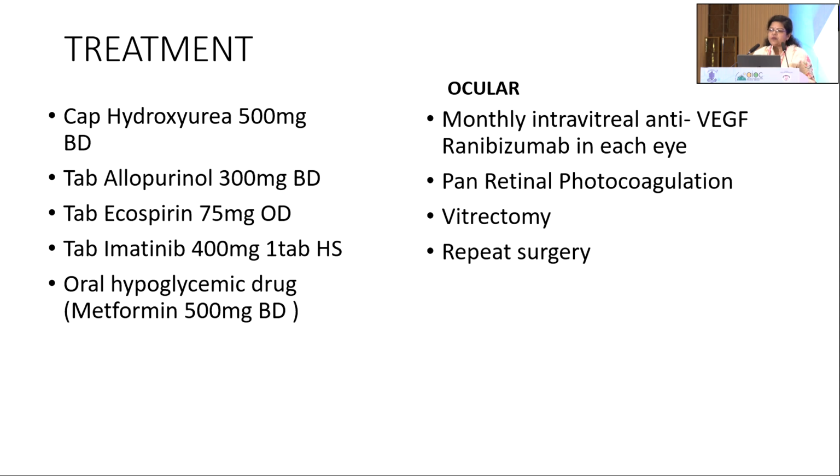Initially, on the advice of the hematologist, hydroxyurea was used, which usually acts as rapid cytoreduction. Hydroxyurea along with allopurinol to combat the side effects, and then when the blood counts had stabilized a little bit, imatinib was started along with an oral anti-hyperglycemic. In the meantime, ocular treatment continued and we also did pan-retinal photocoagulation.